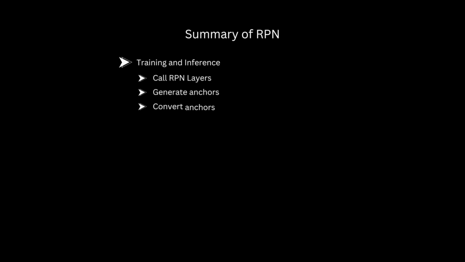There were some steps we did for both training as well as inference. These were calling the RPN layers, generating anchors, converting these anchors to proposals, using the transformation parameter predictions for these anchors, and finally filtering proposals to only pass these filtered proposals to the next ROI layer. For inference, this is all that we need to do.